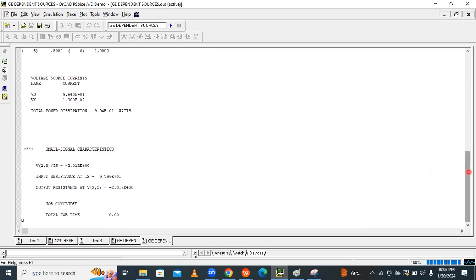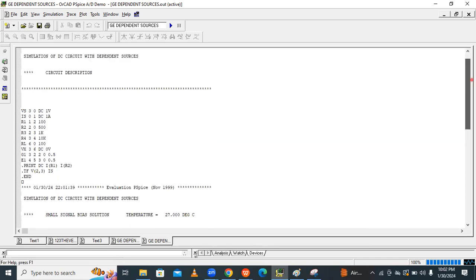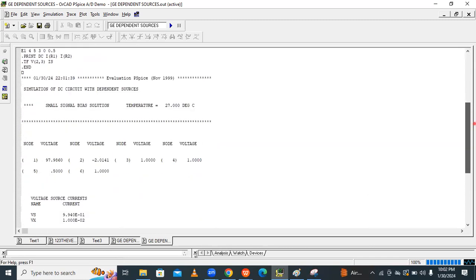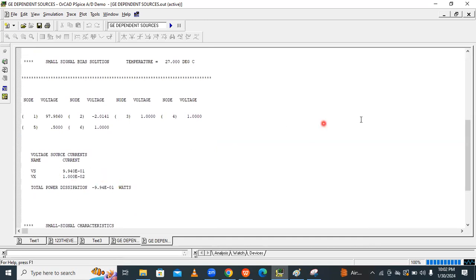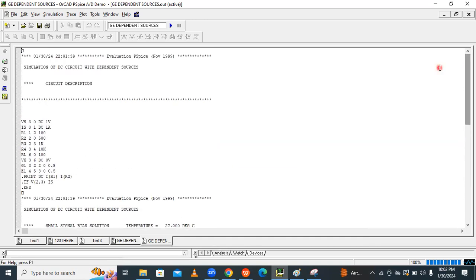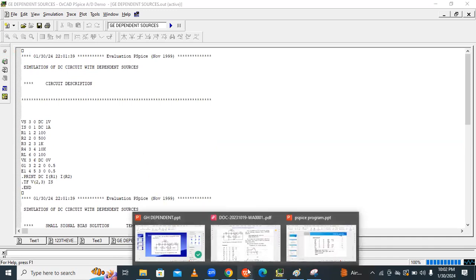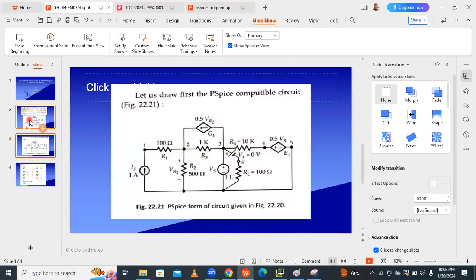Like this, we verify the Thevenin's equivalent resistance and different node voltages and currents. So this is the program to find the node voltages, Thevenin's equivalent resistance and currents by using PSPICE for different dependent sources: voltage dependent current source and voltage dependent voltage source.